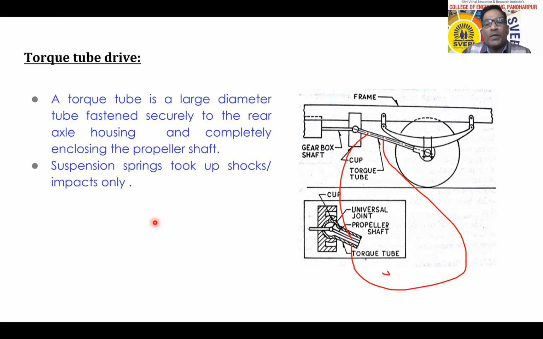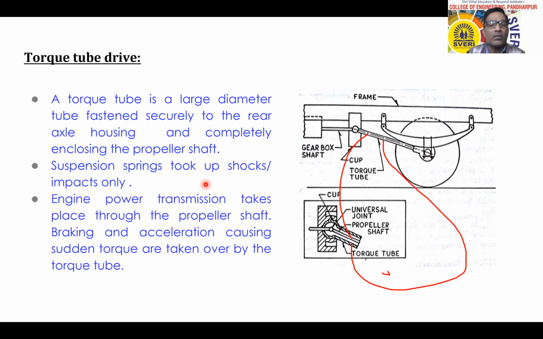So the suspension springs are not going to take part in transmitting the driving torque and sustaining the braking thrust. So in the previous case, what we have seen, that front end is rigidly connected through the bracket. So that half part was taking part in the braking thrust as well as the driving torque. But in this case, what is the function of the spring? That spring is going to take only shock and impact. It is not taking any part in driving torque and the braking thrust.